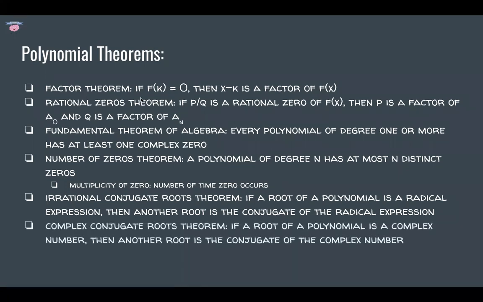Complex conjugate roots theorem. If a root of a polynomial is a complex number, then another root is the conjugate of the complex number. It's basically the same as the previous theorem, except let's say I replace root 5 with 5i. 5i minus 1 and negative 5i minus 1. So those are the main polynomial theorems, I believe.